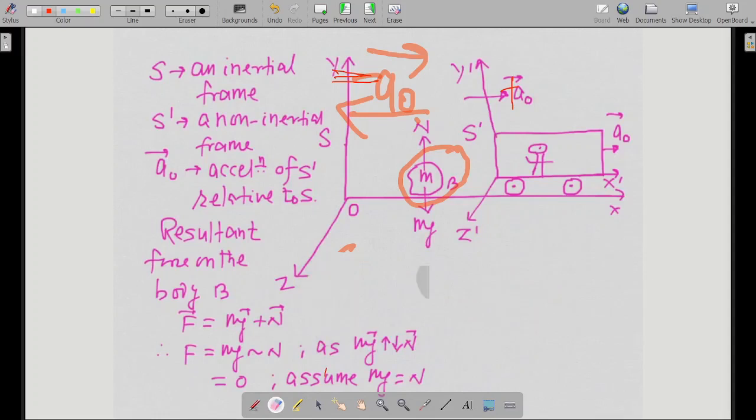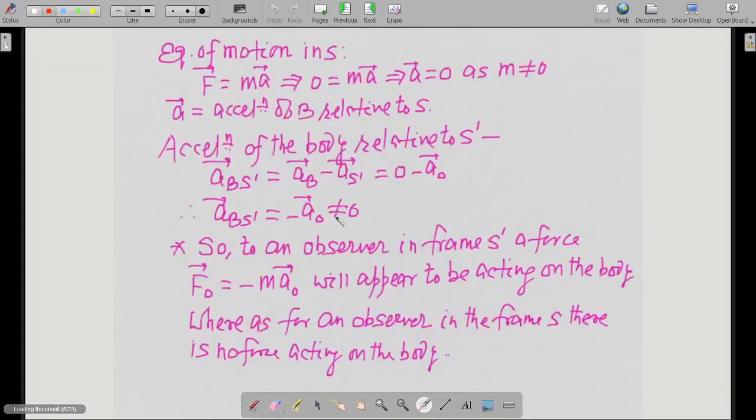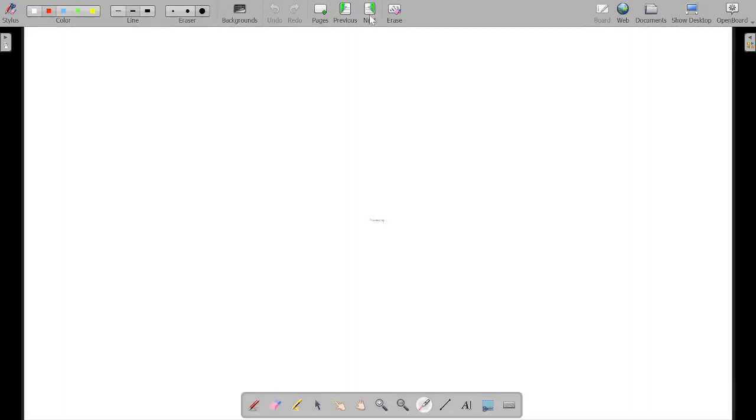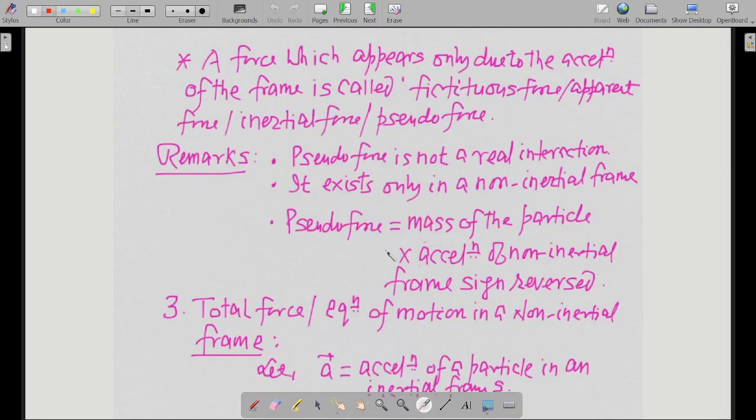So mass multiplied by the acceleration of the non-inertial frame, sign reversed. You can see it over here also: mass into acceleration of the non-inertial frame, which was plus a naught, sign reversed, so it becomes negative. So pseudo force equals mass of the particle multiplied by acceleration of the non-inertial frame, sign reversed. This is the thing which you must remember.